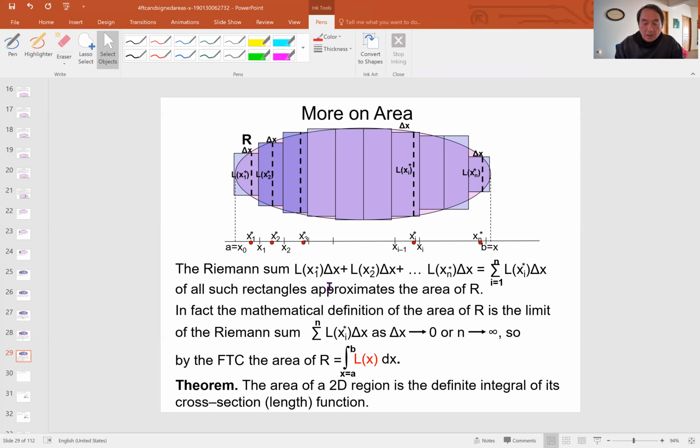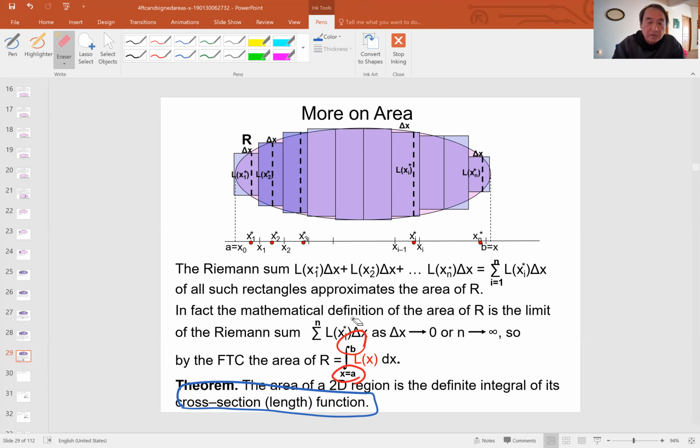So in other words, we have this theorem: the area of the region R, a two-dimensional region, is a definite integral. It's definite because we have the boundaries A to B, and we're going to get a number out of it. The integral of what? Of the cross-sectional length function, L of x.